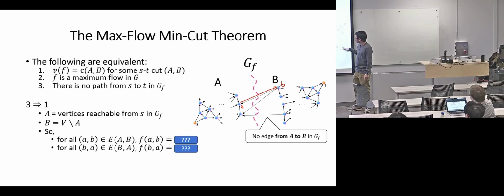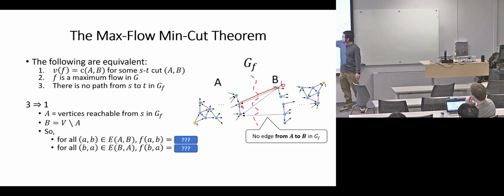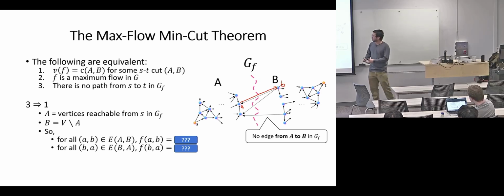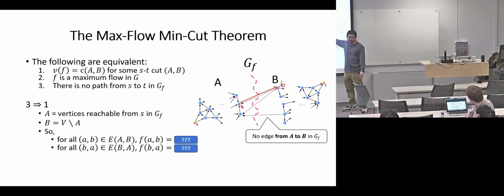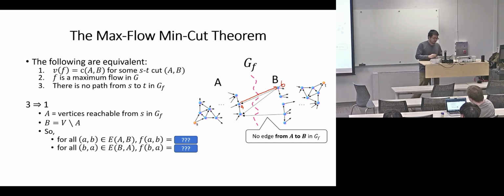But in the residual graph, this edge must be flipped. There's no edge from A to B. What does this mean? What's the value of the flow on this edge from A to B? The capacity, exactly. Because if it hasn't reached the capacity fully, then this edge must still exist in the residual graph. So this must be capacity.